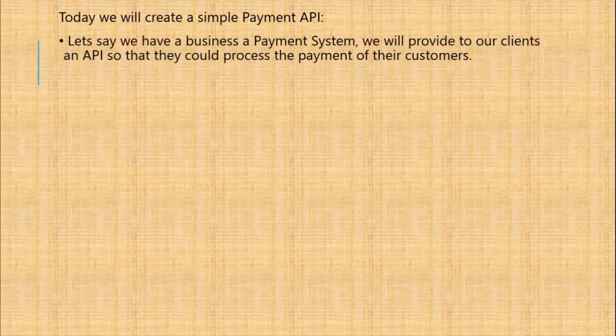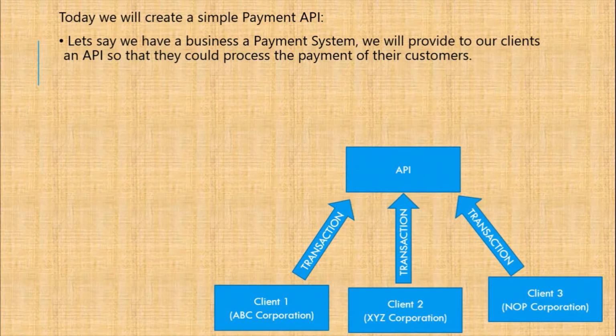So today, we will create a simple payment API. So let's say we have a business payment system. We will provide to our clients an API so that they could process the payment of their customers. So in our diagram, we have clients, ABC Corporation, XYZ, and NOP. So they have transactions, and their transactions will go through our API.